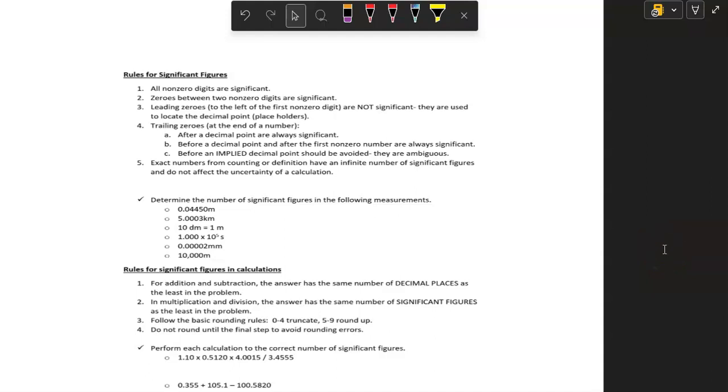When we report data, we want to report it to the correct number of significant figures. These are used to show the reliability, the precision of your measurement, okay? They show how good your tool was that you used to measure.